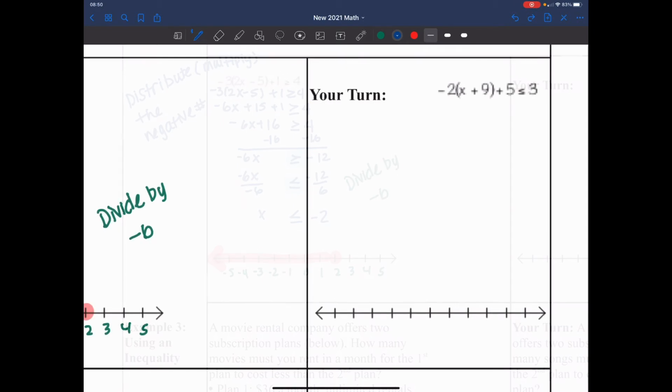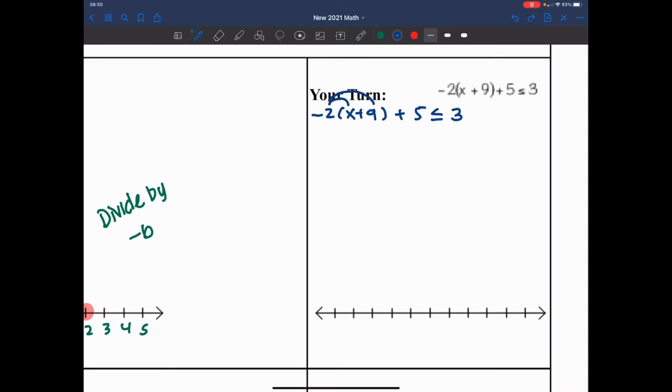All right, here is the new problem. So I have negative 2 times x plus 9, plus 5 is less than or equal to 3. So I'm going to distribute the negative 2 into the first set of parentheses. So I have negative 2 times x and negative 2 times 9, plus 5 is less than or equal to 3. So I have negative 2x minus 18 plus 5 is less than or equal to 3. I collect like terms. Negative 2x minus 13 is less than or equal to 3.